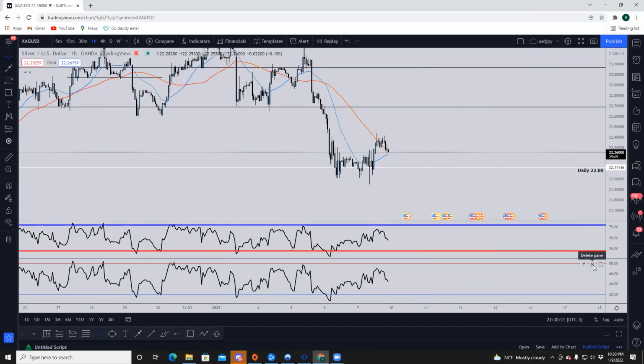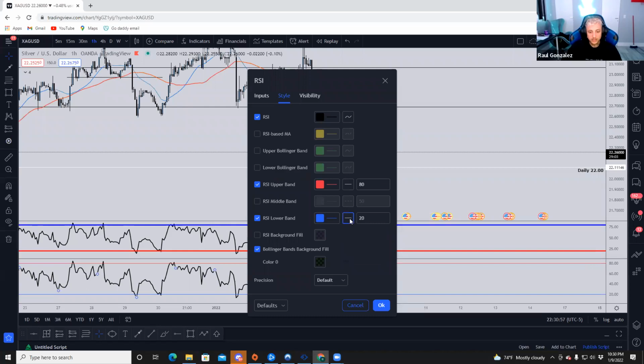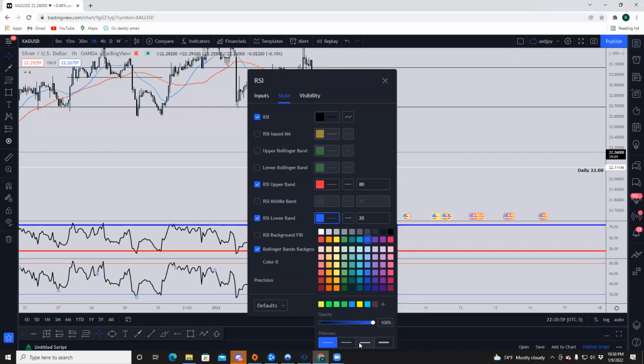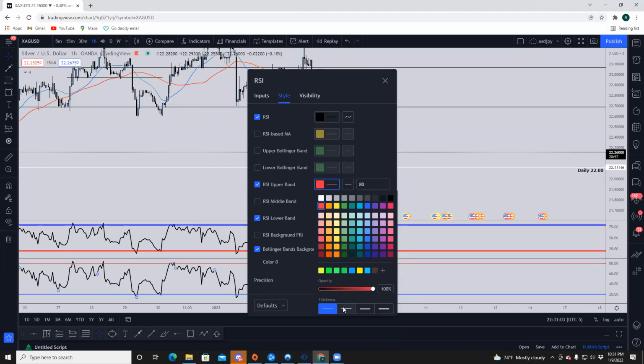Cool. Can you go back so I can screenshot it real quick? Yeah, cool. Then you can also make these... Can you? No, they don't let you. Oh no, yeah, they do. You can also make these a little thicker.